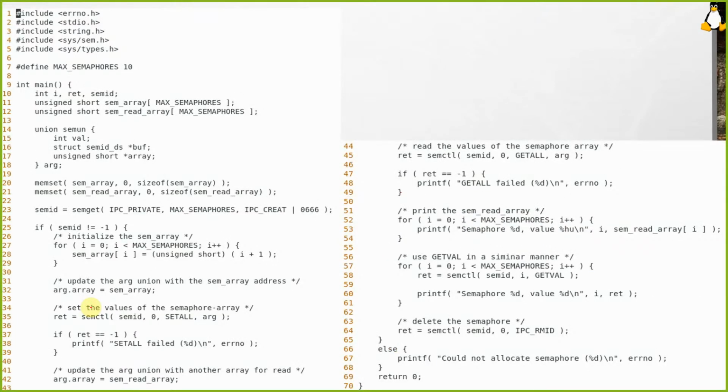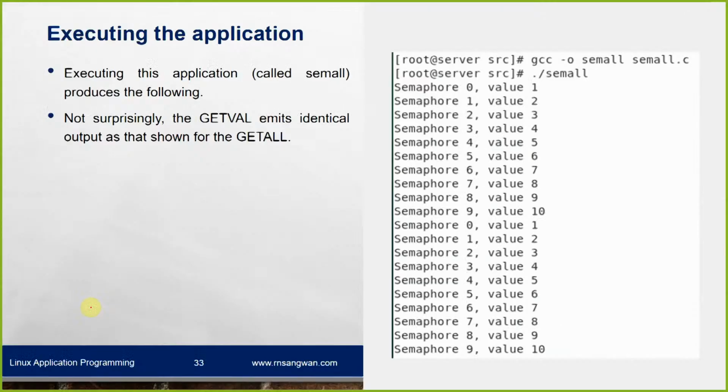This is the complete listing of the same program. So I'll leave it to you for study, because we have discussed the functions and the calls and their meaning. Therefore, the complete example walkthrough will help you in understanding the flow. So this is for your reference only. Executing the application: when we run this application, semaphore all, we will get semaphore 0 value 1, semaphore 1 value 2, and so on. Not surprisingly, GETVAL emits output identical to that shown for GETALL.